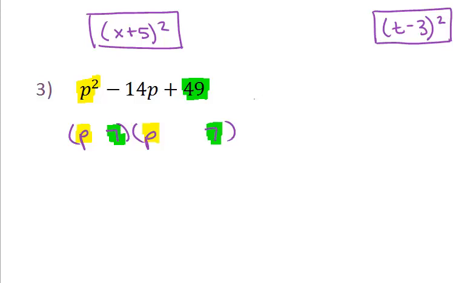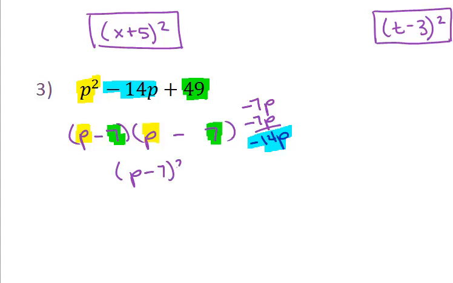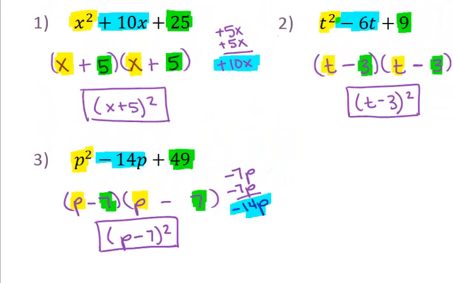Our outside gives us a 7p, our inside gives us a 7p, and to add or subtract those together to give us our middle term of negative 14p, what we will need to do is make those both negative. Again, they are identical, so these are p minus 7 quantity squared. And that is our final answer to factoring that problem completely.